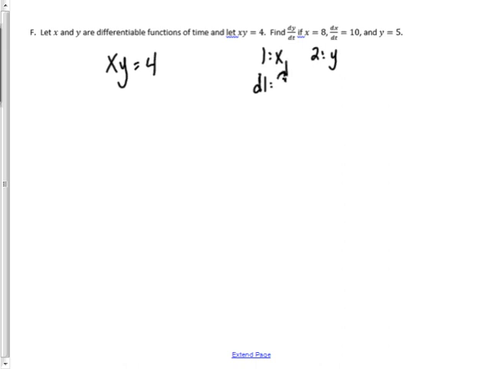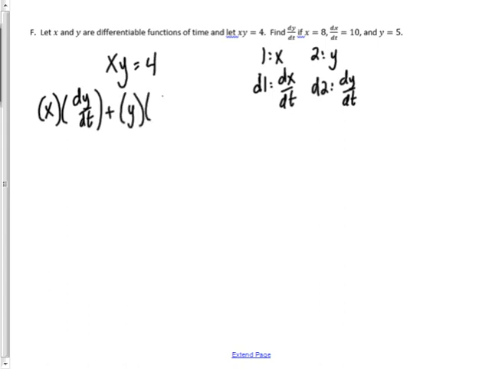Sorry, my pen has decided to quit working. Let me try it again. So d1, derivative of x, would be 1, follow it with dx/dt. There it goes. And then d2, derivative of y, would be 1, follow it with dy/dt. And you can write those ones if you want to. All right, so 1 d2 plus 2 d1, and it equals the derivative of 4, which is 0.